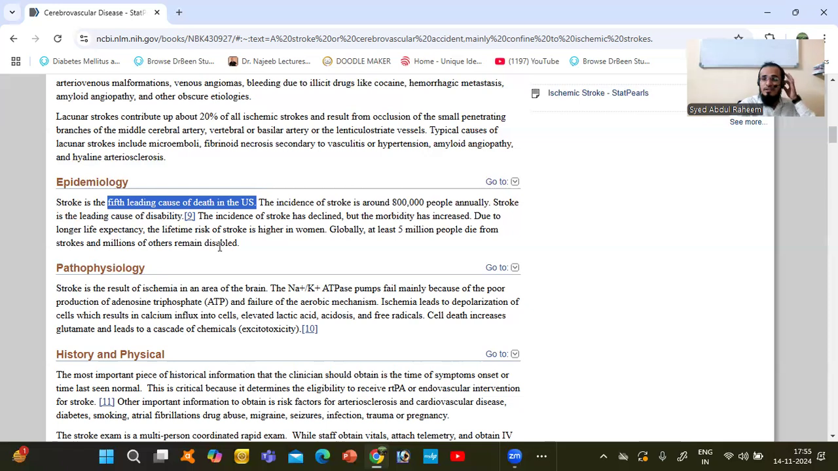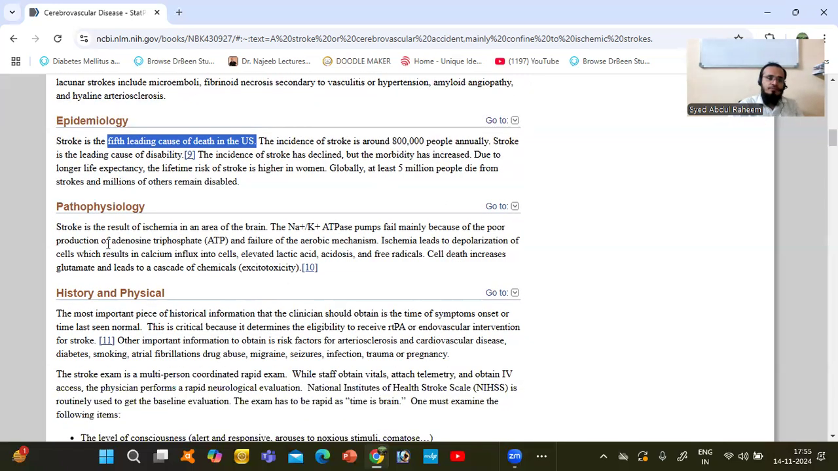Okay, so this is very, very important. 5 million people die from strokes and millions of people are disabled. Their hand is not working, their leg is not working, they are unable to speak, unable to listen. Anything can happen. Okay, so what is the pathophysiology?